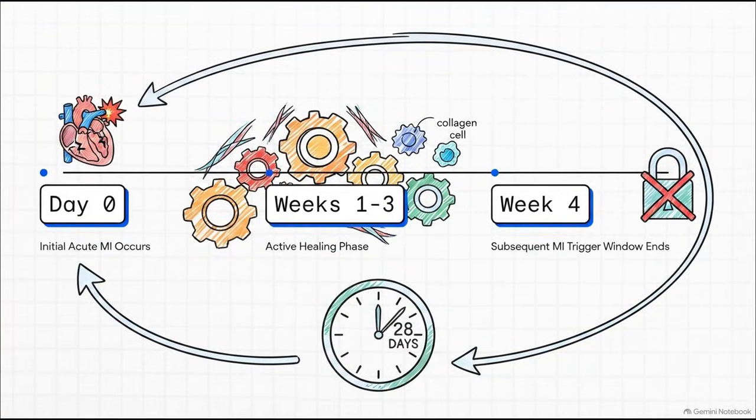Day 0 marks the moment that initial acute MI occurs. Then, for the next 1 to 3 weeks, the patient is in the active healing phase. Now, here's the kicker. If a patient suffers a new myocardial infarction at any point along this 4-week, 28-day timeline, it triggers a very specific set of category I22 logic rules. Once that 28-day window closes, things change. But inside it, we've got a strict countdown to follow.